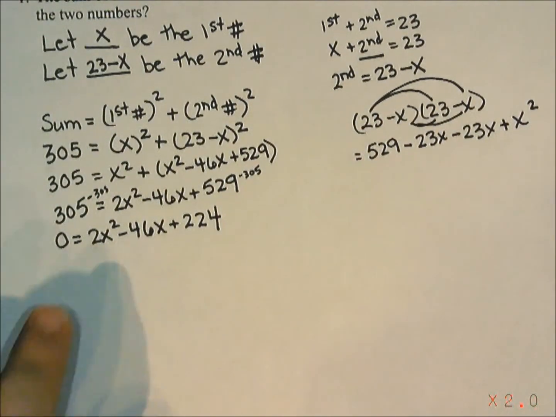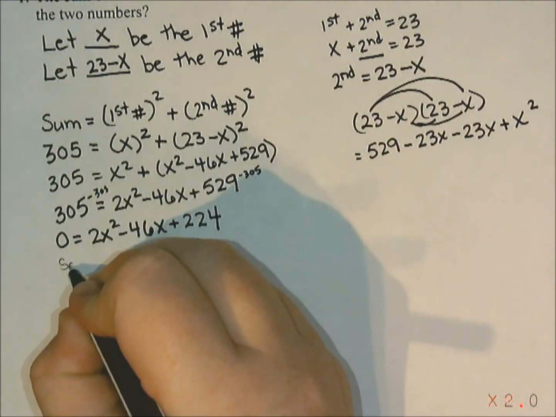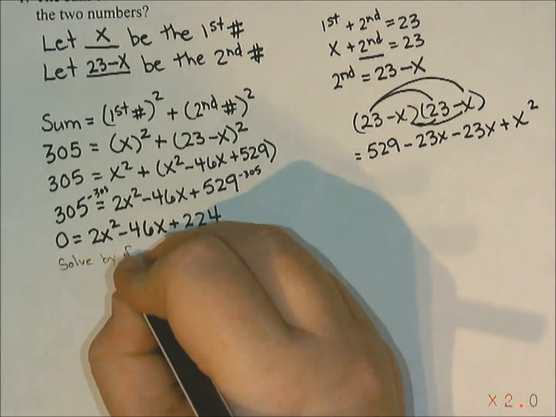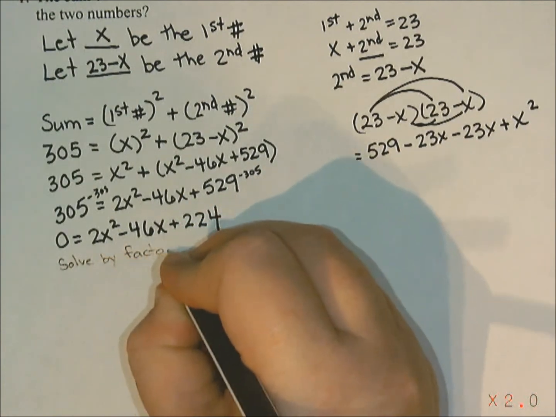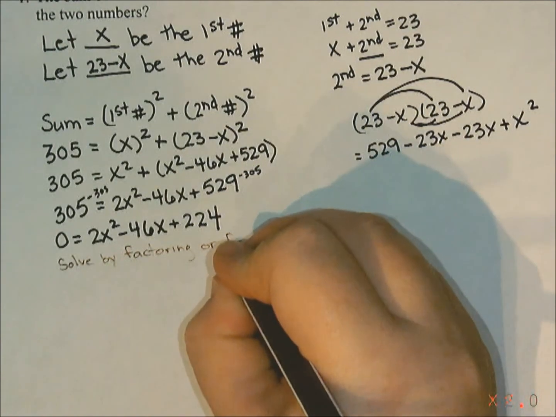All right, so from here what you need to do is you need to solve, and you have some choices. So we've learned two different ways of solving. We've talked about how to solve by factoring. We've also talked about how to solve by the quadratic formula. So it's up to you what you want to do. We are going to either solve by factoring or we can use the formula.